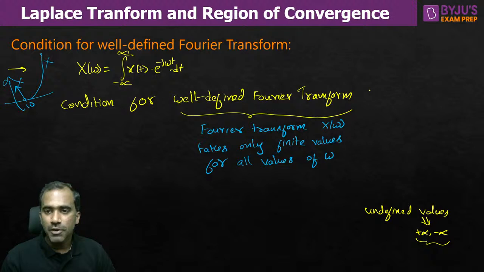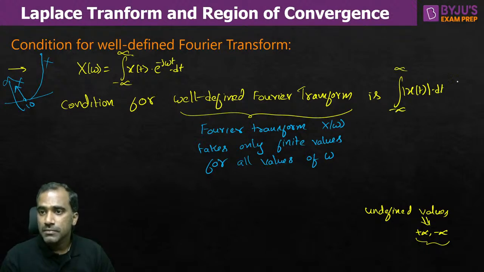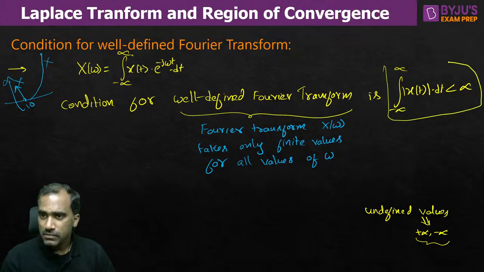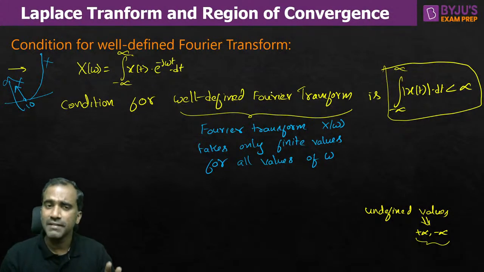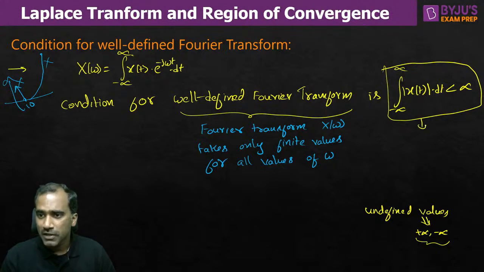So the condition for a well-defined Fourier transform is absolute integrability. I have discussed it in the previous slide also. If you take the modulus of the signal and integrate it, the area of the modulus of the signal, that value should be finite. If this happens, then only the Fourier transform will be well-defined. Understand this condition. This is very, very important. Based on this only, we will understand ROC. ROC completely depends on this absolute integrability, so we call this condition the absolute integrability condition.